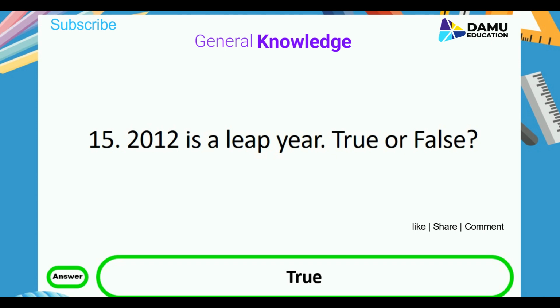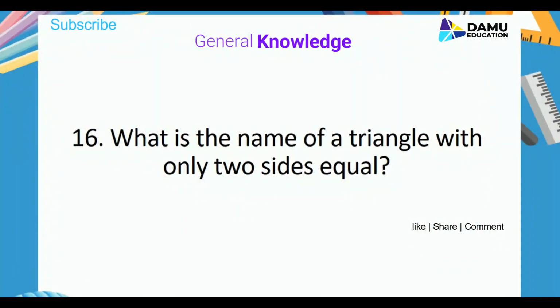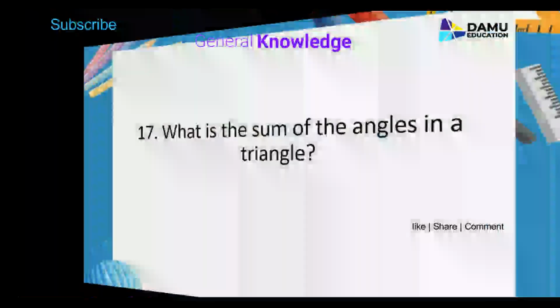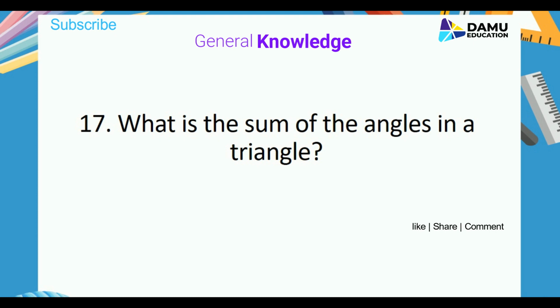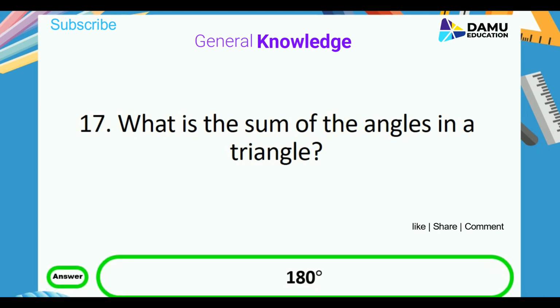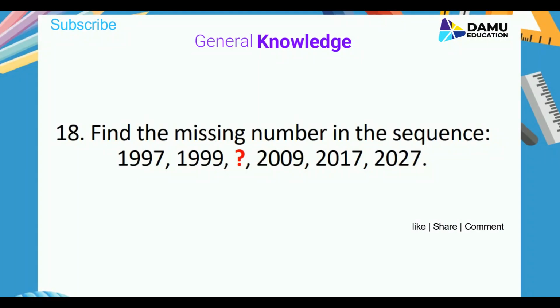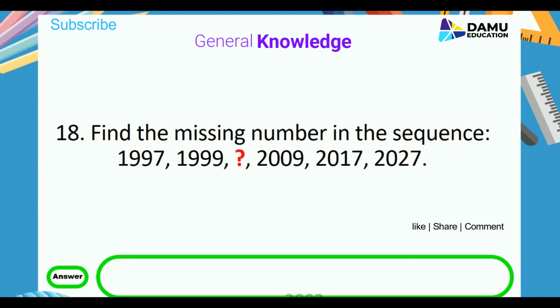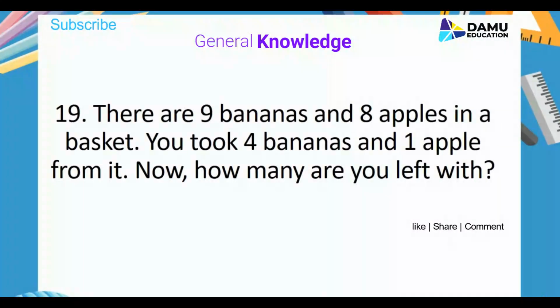What is the name of triangle with only 2 sides equal? Answer, isosceles triangle. What is the sum of angles in a triangle? Answer, 180 degrees. Find the missing number in the sequence: 1997, 1999, question mark, 2009, 2017, 2027. So here, difference is 2, 4, 6, 8, 10 like that. Answer is 2003.